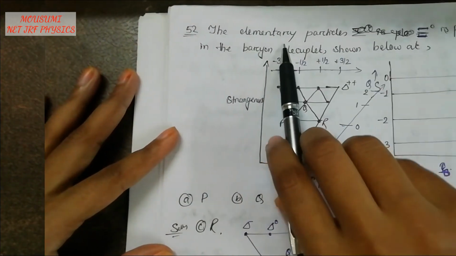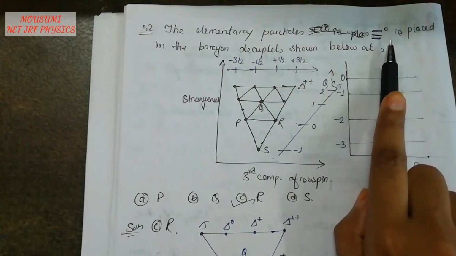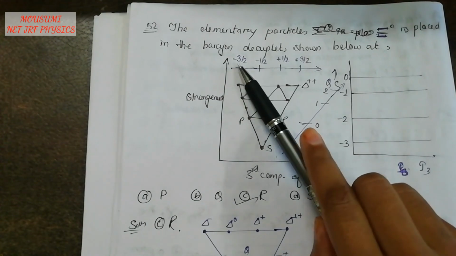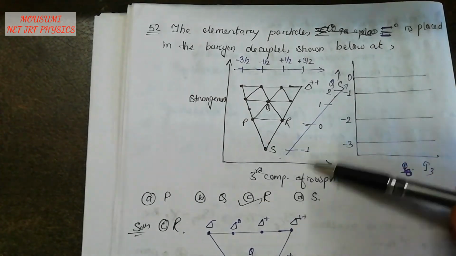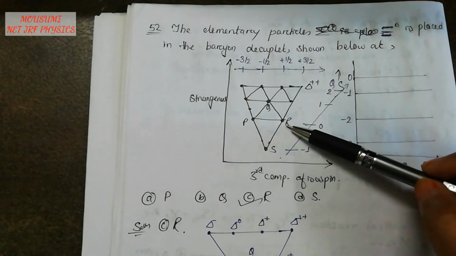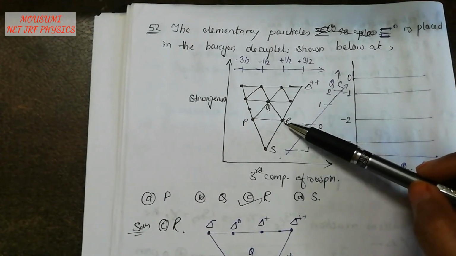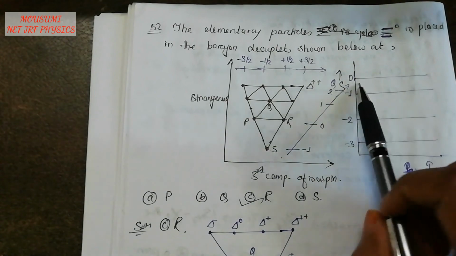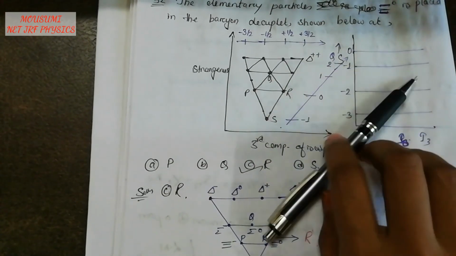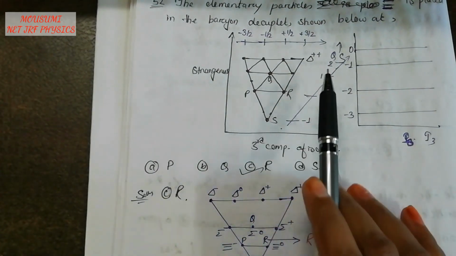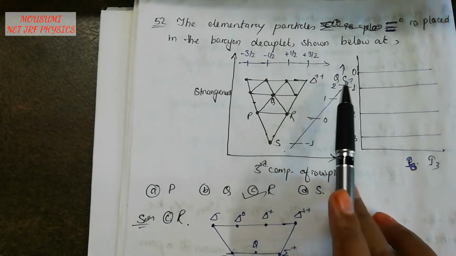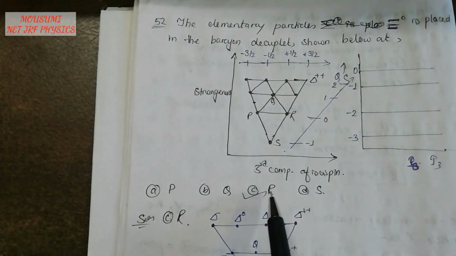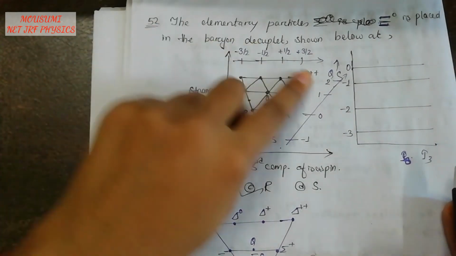Now let's see the next. The elementary particle Xi0 is placed in the baryon decuplet shown. So this shows how Xi0 is placed in a baryon decuplet. We have to say at which position this elementary particle Xi0 is placed in the baryon decuplet shown below. So this is the question which is given.